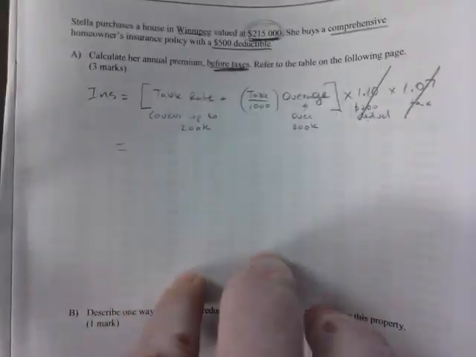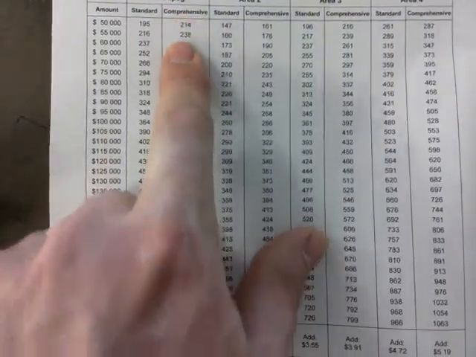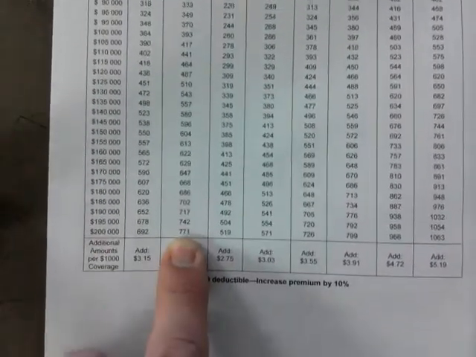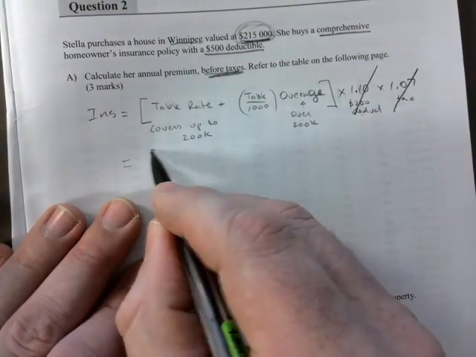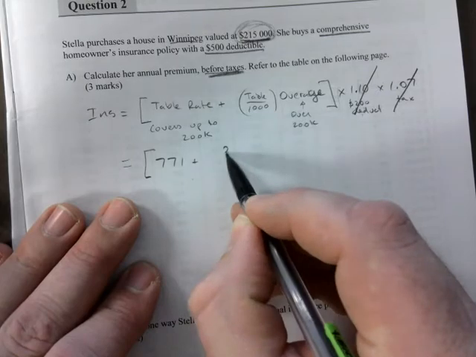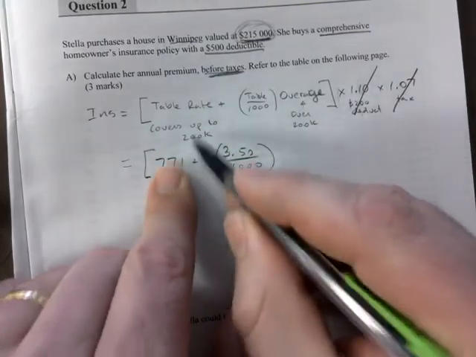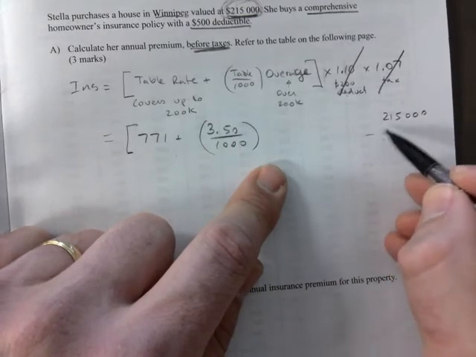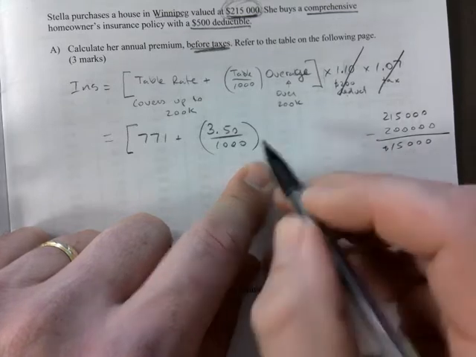So let's go ahead and find that rate. Let's see if you got it. Winnipeg, comprehensive. We have to go all the way down because we're at 200,000. So we write down the 771, and we also write down the 350 over 1,000. And how much am I over by? I can do that on the side here. You take the amount you want to insure, you take away 200,000 from it, and so you're over by 15,000.